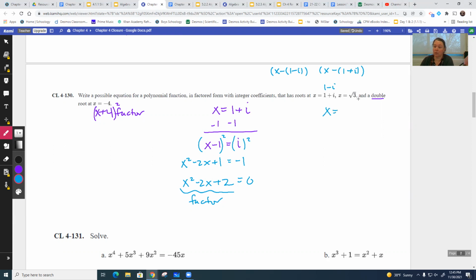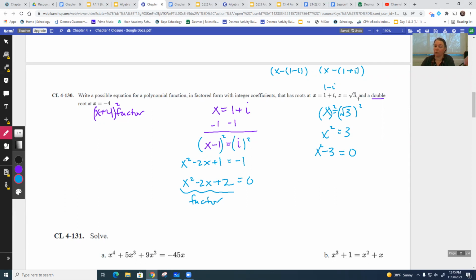If x equals √3 is a solution, I could turn it into a factor. I'm going to square both sides, so I have x squared equals 3. And so then I would have x squared minus 3 equals 0, right? We don't want that, right? Usually we have integers for our factors. We don't usually have those radicals. So then I get this.